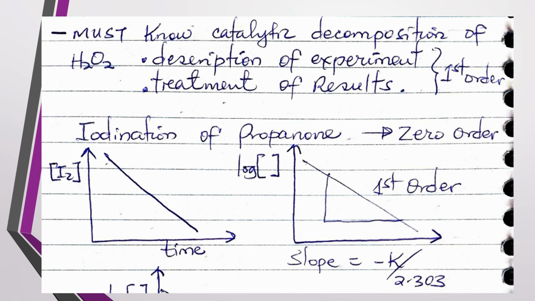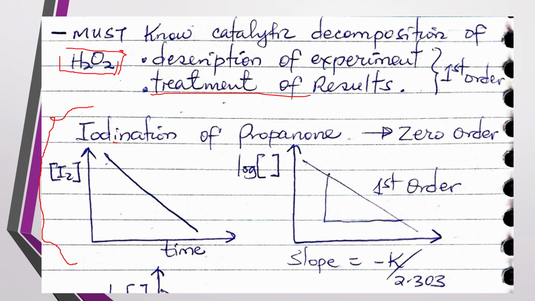When it comes to graphs, you must know the catalytic decomposition of hydrogen peroxide. Remember that we also gave an experiment on this. You need to know both the experiment together with the description of the experiment and how you're supposed to treat different results. Sometimes in paper 1, we are going to provide you with a table of results and then tell you to draw a graph and then identify the type or order of reaction.